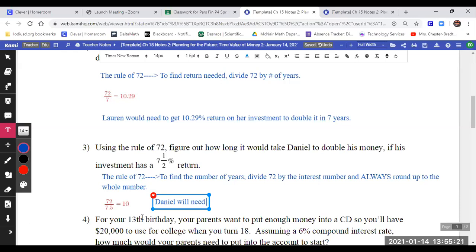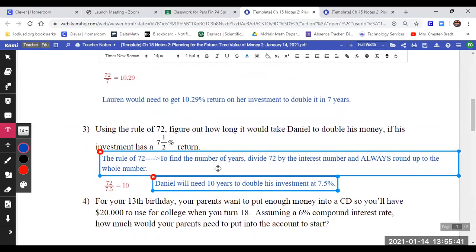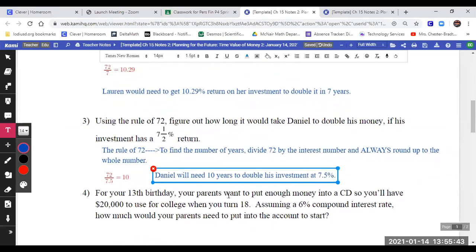What did we decide this 10 is? 10 years to double his investment at 7.5%. Yes, rewrite it as a decimal. Okay. All right.